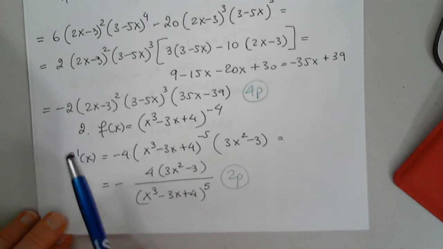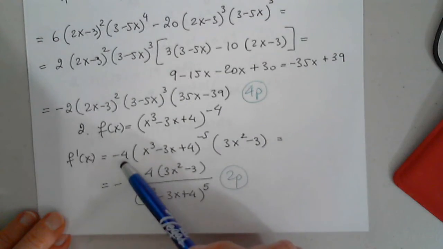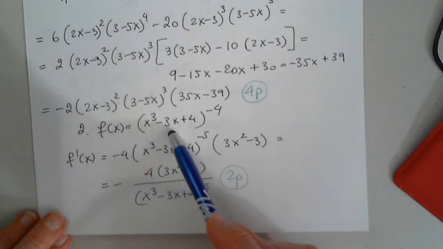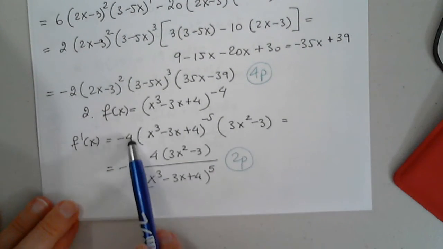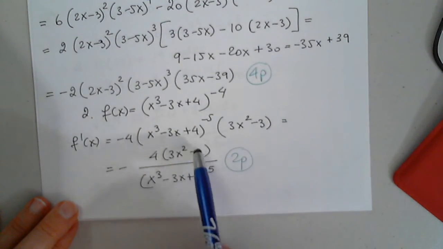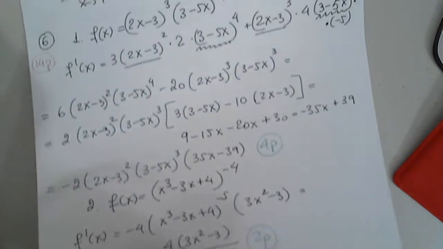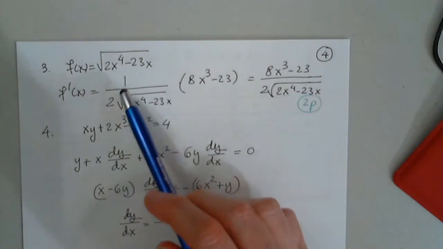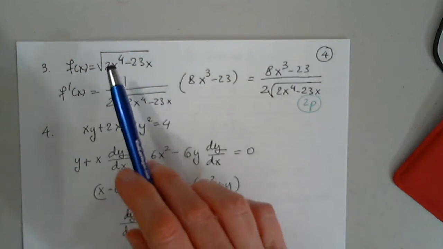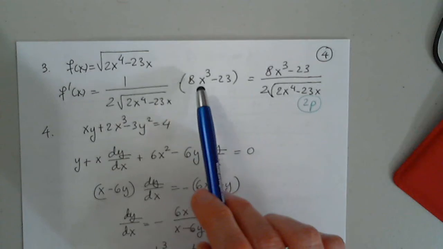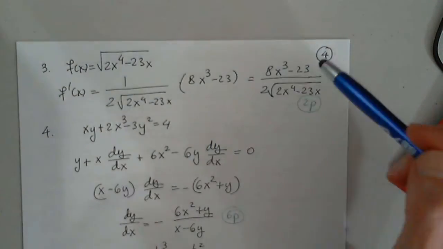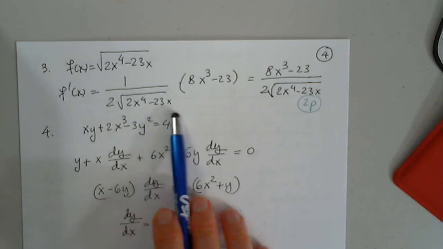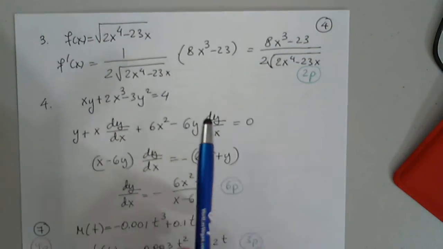Problem 2 in 6, differentiate, bring negative 4 in front, subtract 1 from the power, and differentiate the inner function, 3x squared minus 3. Or rewrite it as negative 4 times (3x squared minus 3) divided by this to the 5th power. The next one, differentiate a square root, 1 over 2 the square root, times the inner function prime, which is 8x cubed minus 23. Or, written condensed, 8x cubed minus 23 at the top with the square root in the denominator.